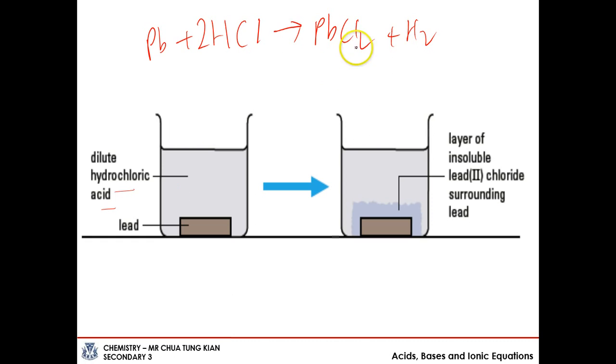Why? Because PbCl2 formed here has the state symbol S. So this state symbol S actually indicates that the layer of lead 2 chloride surrounding the lead metal is insoluble. So if I have an insoluble layer around the lead, my HCl is here. There's no way for my HCl to come into contact with more lead for the reaction to take place. So after this layer of insoluble PbCl2 is formed around the lead, the reaction will stop. Okay, so the reaction will stop. So take note, do not react lead with HCl.